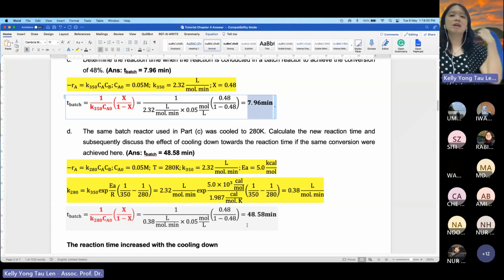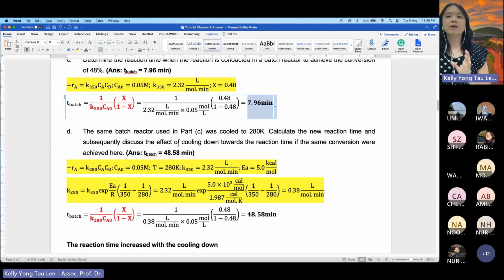Okay, sebab tu kadang-kadang I always tell you kenapa kita akan certain reaction kita akan guna pada suhu yang tinggi. Sebab bila guna suhu yang tinggi, nilai K akan meningkat dan ini yang menyebabkan your time for the reaction will decrease. That's why the effect of temperature is very important in your reaction, which is also reflected in this example of calculation. Okay, so we are done for question number 1.